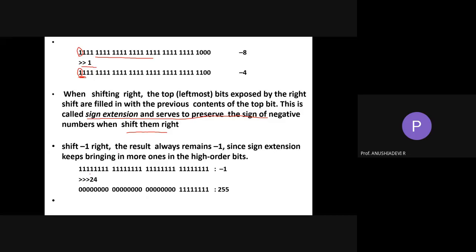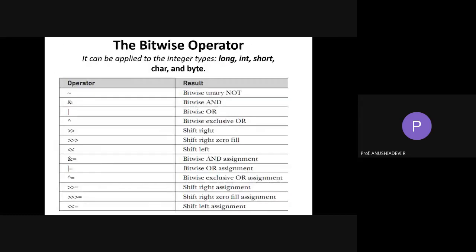If you are shifting -1 any number of times, what will happen? If you are right shifting -1, always this 1 will come here and this 1 will come here. Always the empty spaces are filled with 1. So any number of times you shift -1, the final result is always -1.